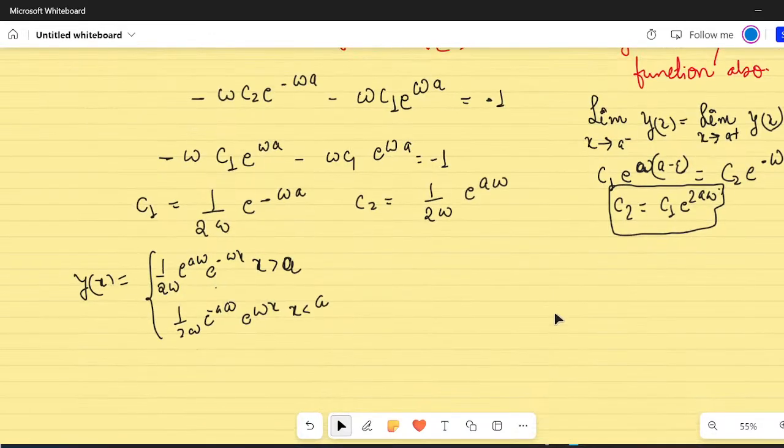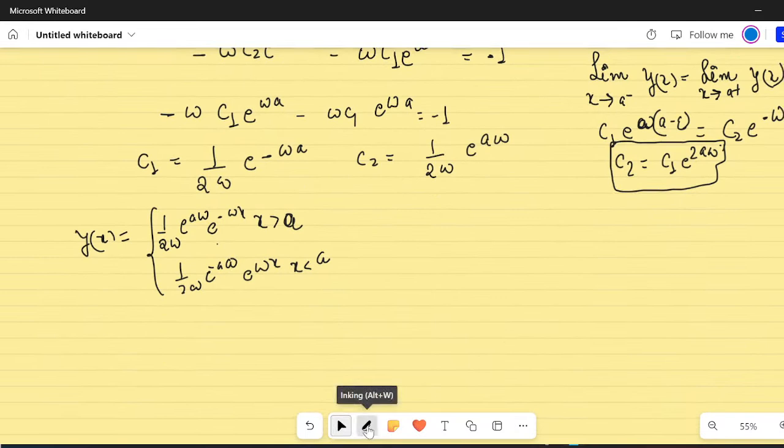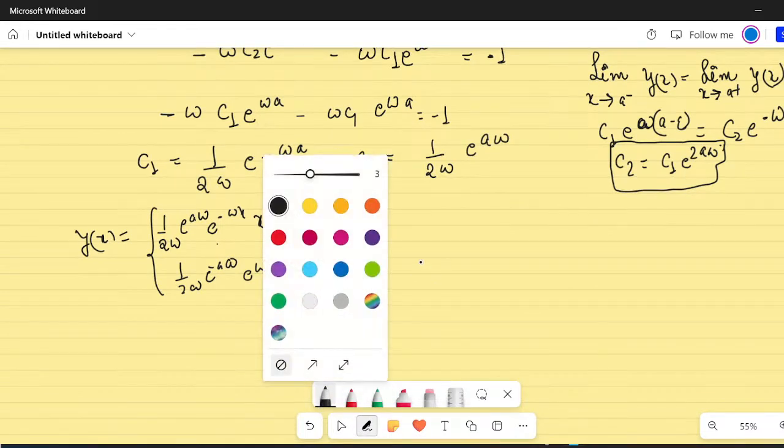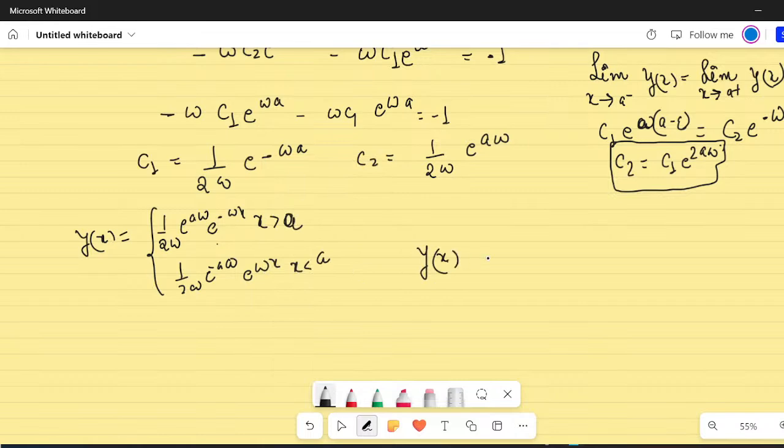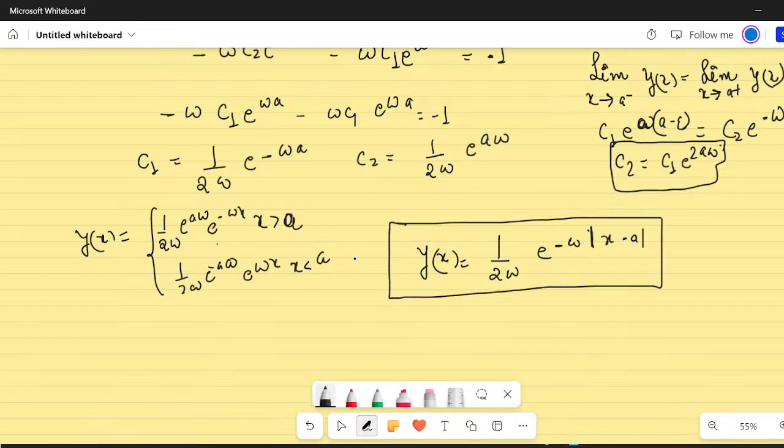So basically what is happening is, if I want to write y(x) in a more compact sense, I can write it as 1 upon 2 omega e to the power minus of omega, taking omega common, modulus of x minus a. y(x) is 1 upon 2 omega e to the power minus omega modulus of x minus a.